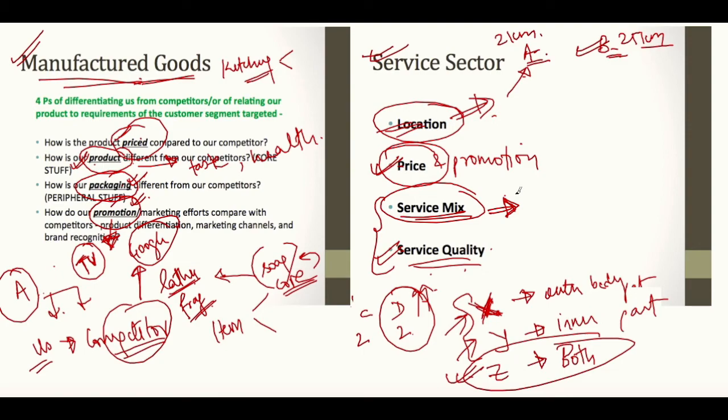They're very straightforward. So just keep these two lists, about the manufacturing goods and the service sector, in mind while trying to analyze why there's a difference in the customer behavior vis-a-vis our client and the competitor.